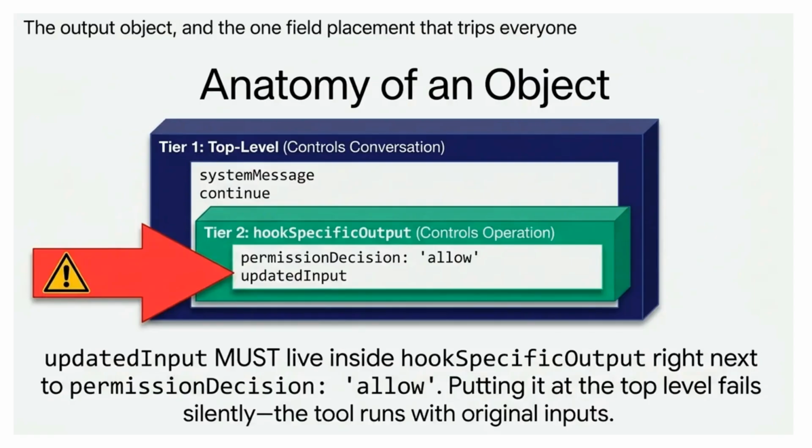The output object, and the one field placement that trips everyone. Every callback returns one object with 2 tiers, and getting the tiers right is most of what goes wrong with hooks. Top-level fields affect the conversation. System message surfaces a message to the user, and continue underscore in Python controls whether the agent keeps running. Hook-specific output affects the current operation, and its valid fields depend on the event. Returning empty brackets always means allow, no changes.